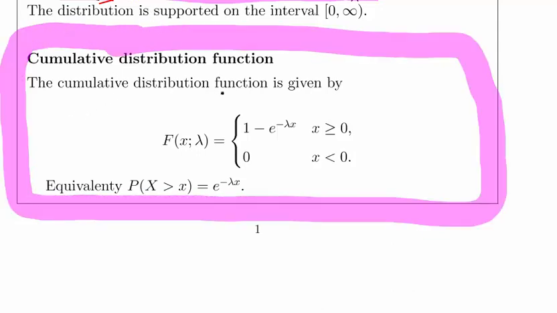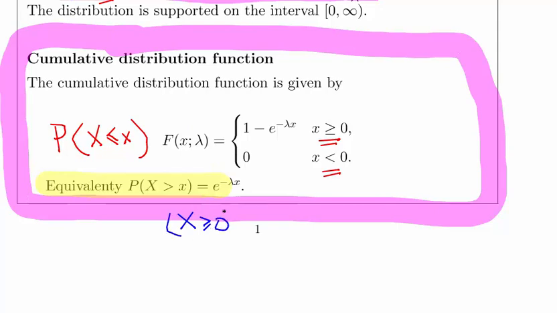So the cumulative distribution function is given as follows: probability of x less than or equal to some value x, where x is the waiting time, the lifetime, is equal to 1 minus the exponential of minus lambda x, where x is greater than or equal to 0, or 0 otherwise, when x is less than 0. Equivalently, we could say probability of x greater than x equals the exponential of minus lambda x, again assuming x is greater than or equal to 0. This is really what we're going to be using here.